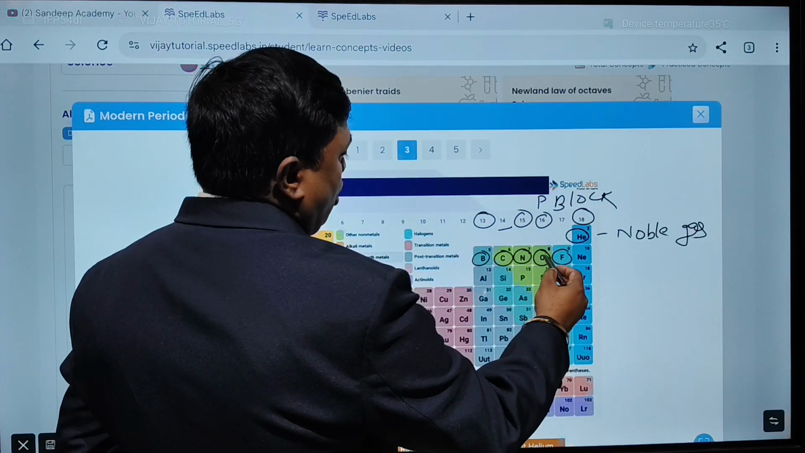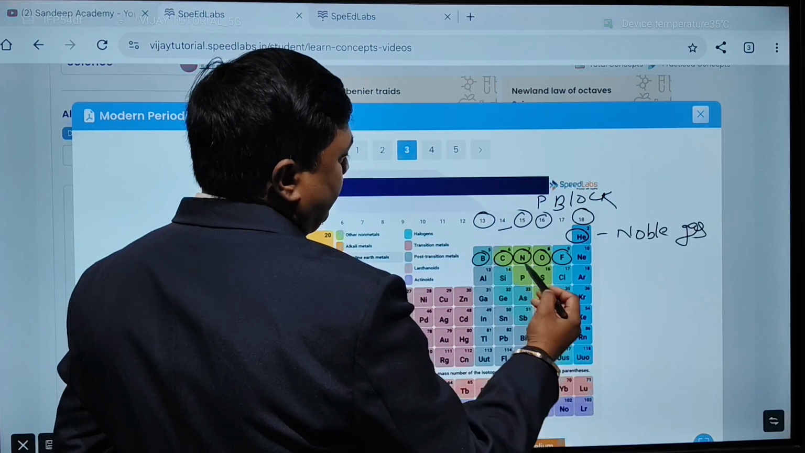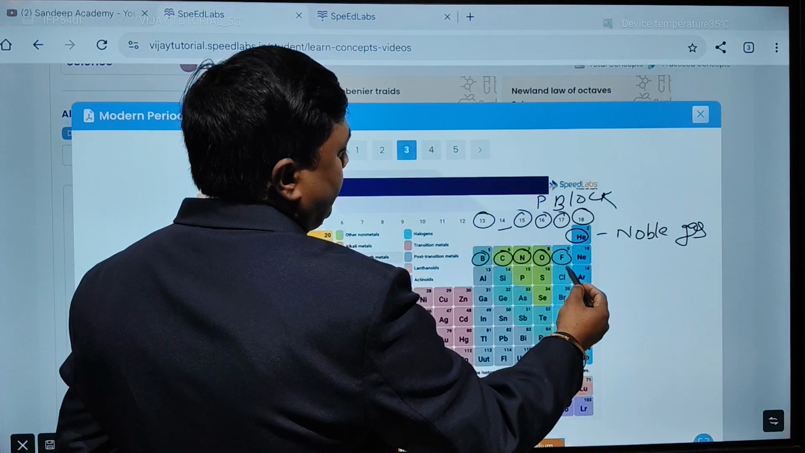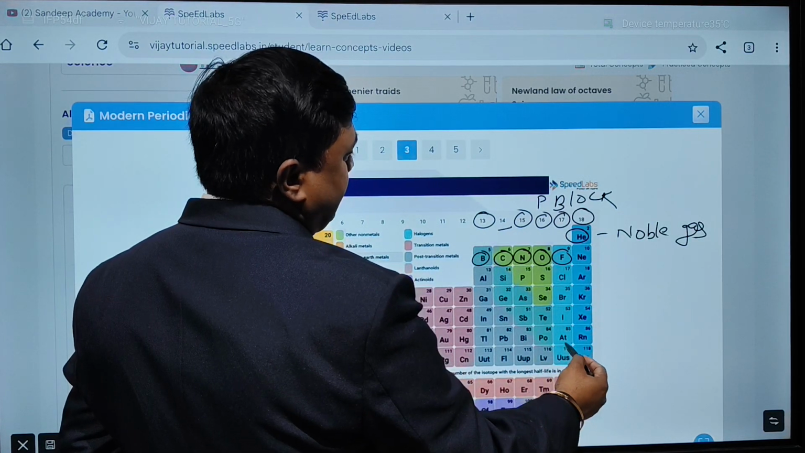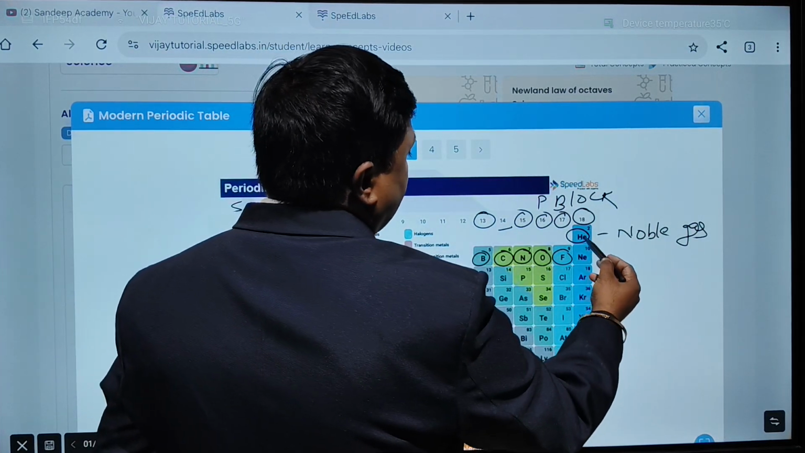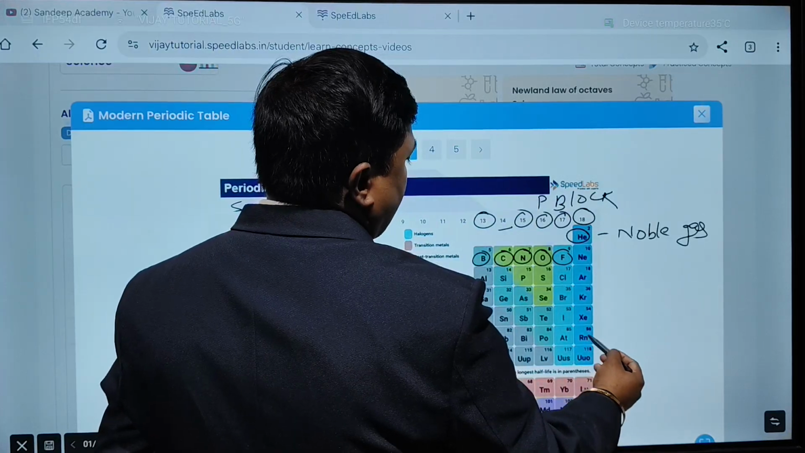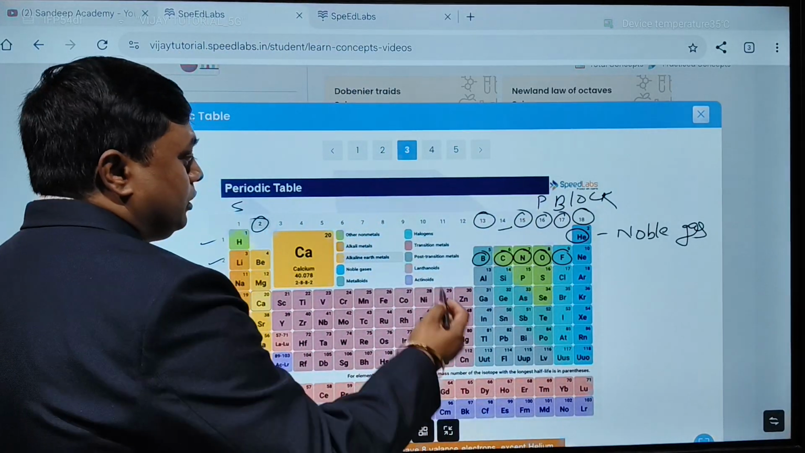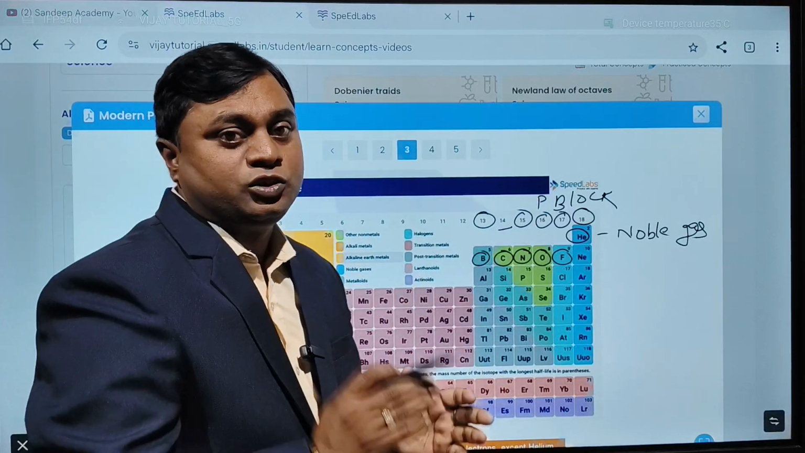Group 16: oxygen, sulfur, selenium, tellurium, polonium. Group 17: fluorine, chlorine, bromine, iodine, astatine. Group 18: helium, neon, argon, krypton, xenon, and radon. Is it clear? So there are some tricks. I'll tell the sentences, you can note them down.